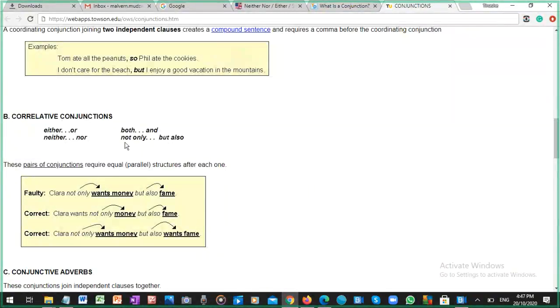So, not only as well. If you use not only, you have to use but also. Does that make sense? Okay. All right, so now let's move to examples, right?